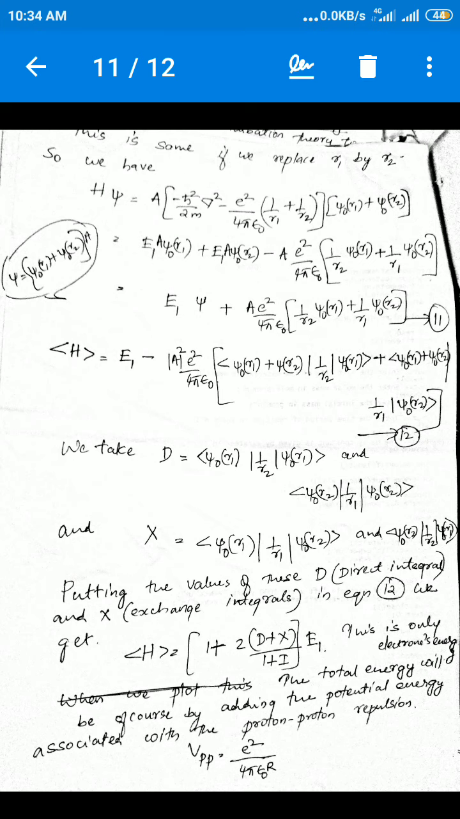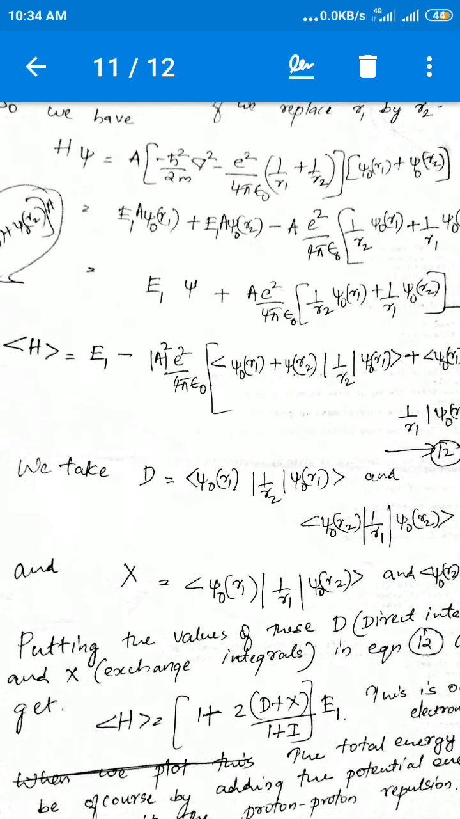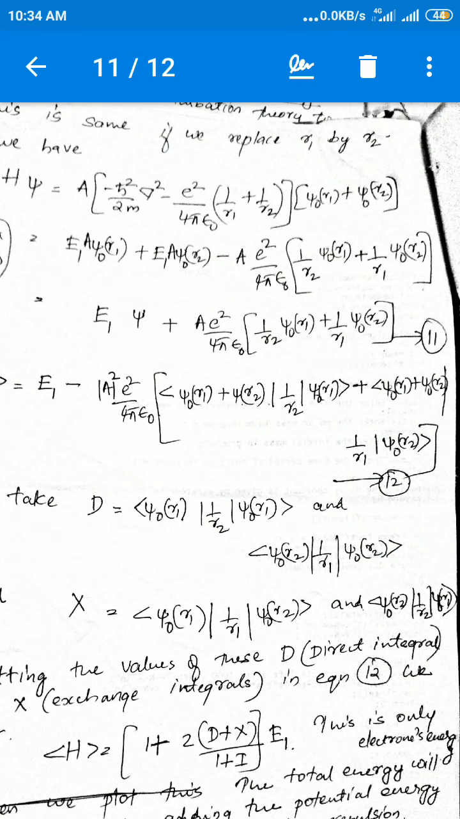If they are the same, it is the d integral, the direct integral. We call them the direct integral and the exchange integral. So we have these two integrals coming in equation 12. Instead of these values, you have to substitute d and x. So it will be E1 minus A modulo square E square by 4 pi epsilon 0 into d plus x. 2 times d comes, 2 times x comes, isn't it? So d plus x comes in the first term and d plus x comes in the second term. So 2 times d and 2 times x. That is why it is written here.